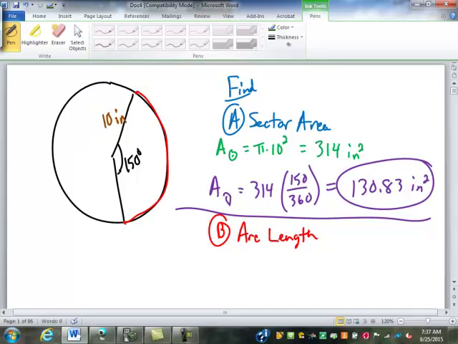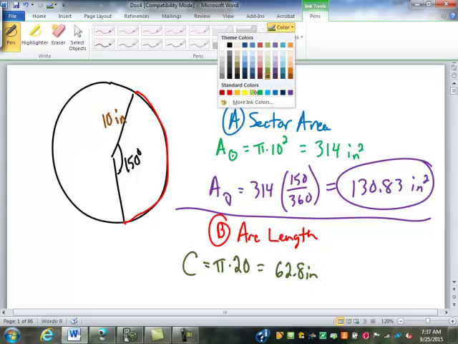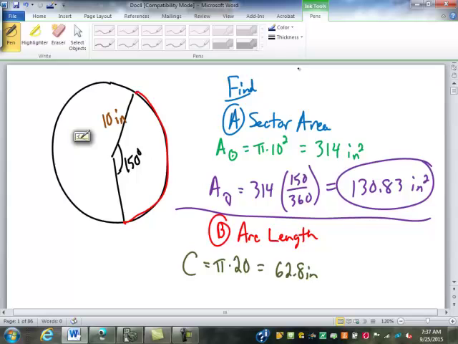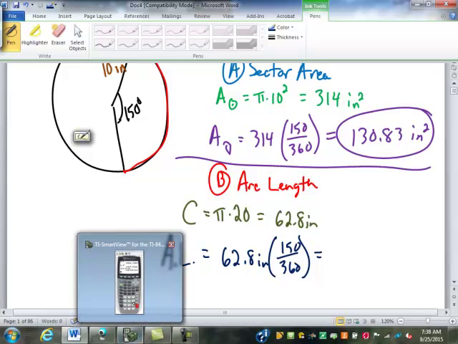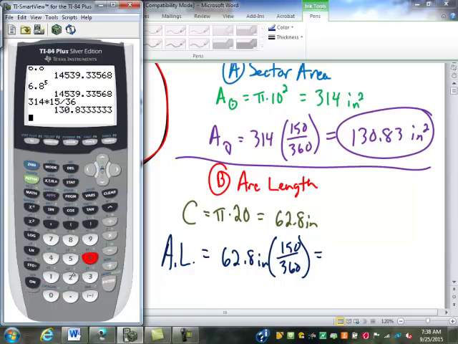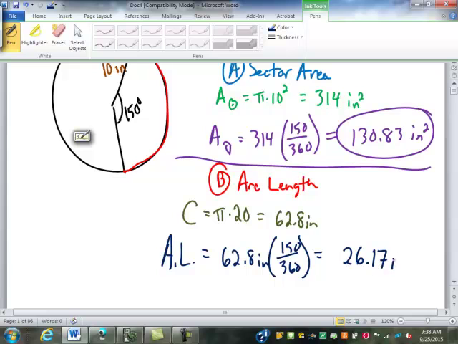For the arc length, what's the first step? The circumference, which in this case will be pi times diameter, which will be 20 inches. So 62.8 inches. And then the arc length is going to be 62.8 inches times 150 over 360, which will be 26.16. So 26.17, how's that? We'll go right in the middle.